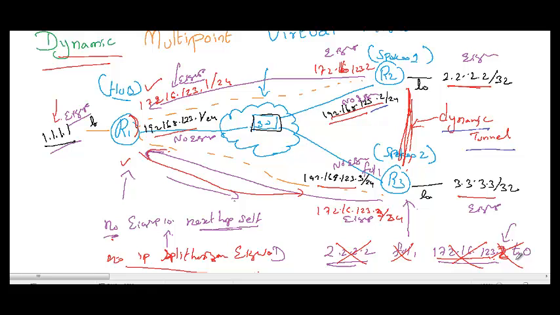Likewise, the 3.3.3.3 network will not be learned on R2 because R1 will not pass it on to R2. The reason is split horizon is on by default. What is split horizon? The route that you learn on an interface, see this 3.3.3.3 network is learned via this interface, it should not be advertised back on that same interface. That is what split horizon is.